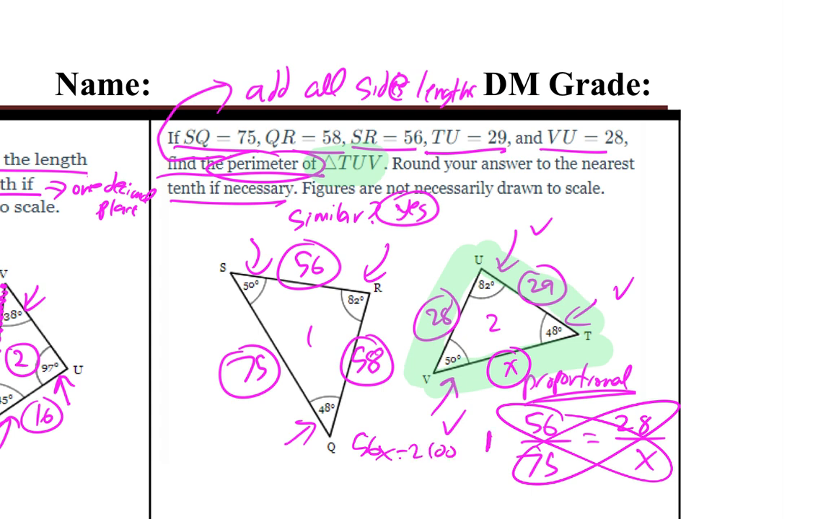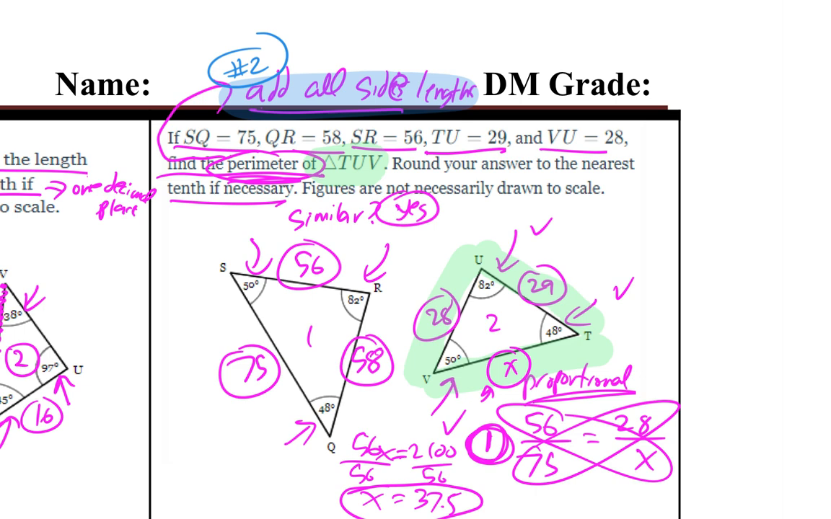This is step number 1. Now we're going down, so we divide by 56. That gives us x equals 37.5. I'm going to circle this one because that's just our first part. That gives us the value of x. But we want to find the perimeter, which means we need to add all the side lengths. We need to think about that as step number 2.